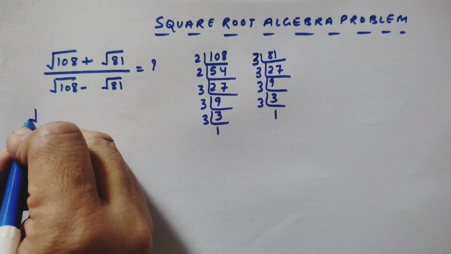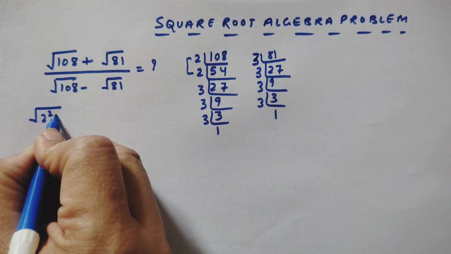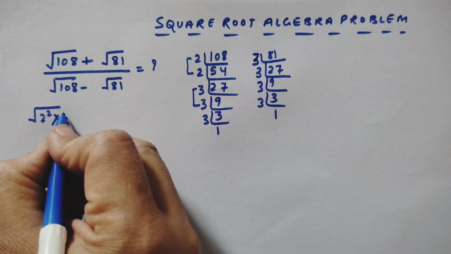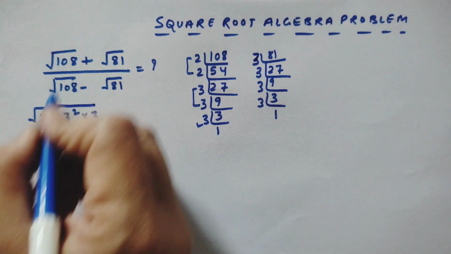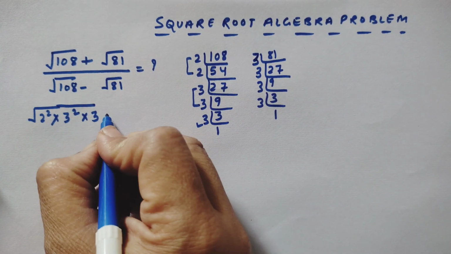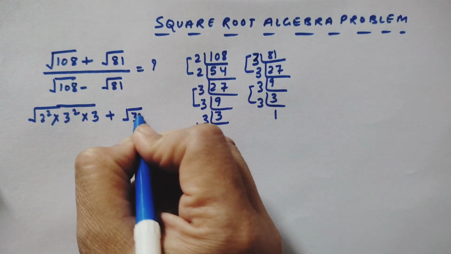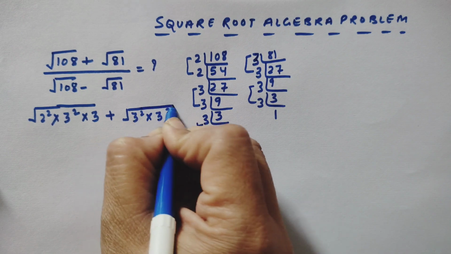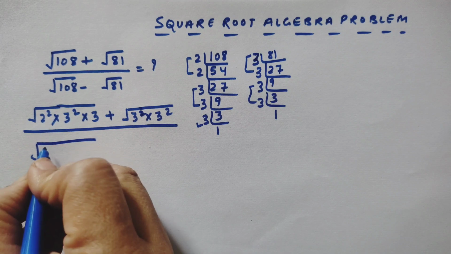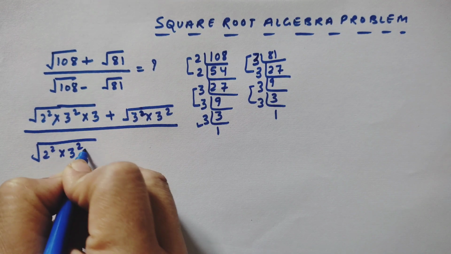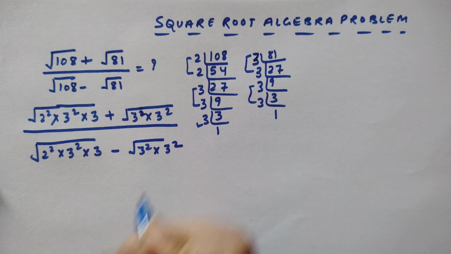So you can see here the factors of 108: we can write it as 2 square, and here is also 3 square, and 3 is single. Because this is the square root, we will write in terms of power 2. Similarly, 81 is 3 square into 3 square. Upon the same, we will repeat these numbers, 2 square into 3 square into 3 minus 3 square into 3 square.